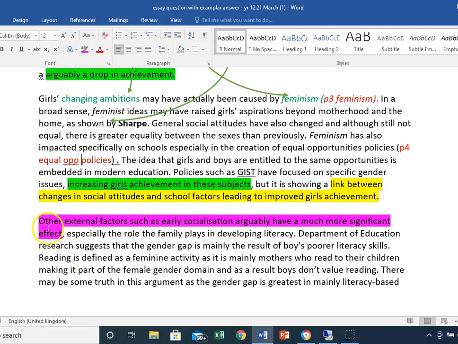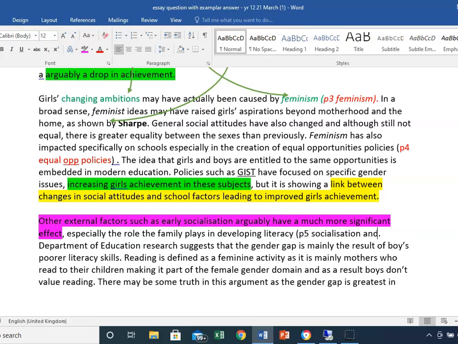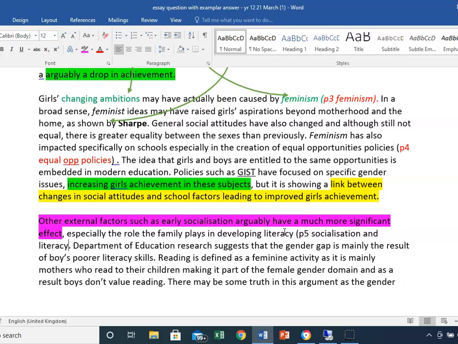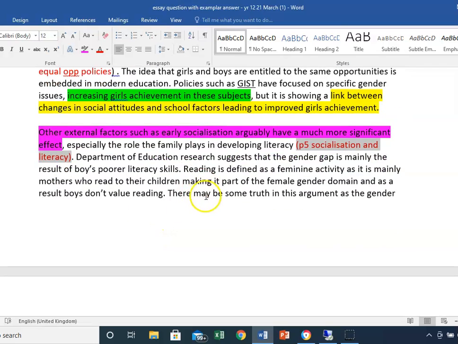Sorry, let's go on. So other external factors such as early socialization arguably have a much more significant effect, especially the role the family plays in developing literacy. So this is point 5, on socialization and literacy. The Department of Education research suggests that the gender gap is mainly the result of boys' poorer literacy skills. Reading is defined as a feminine activity, as it is mainly mothers who read to their children, making it part of the female gender domain.